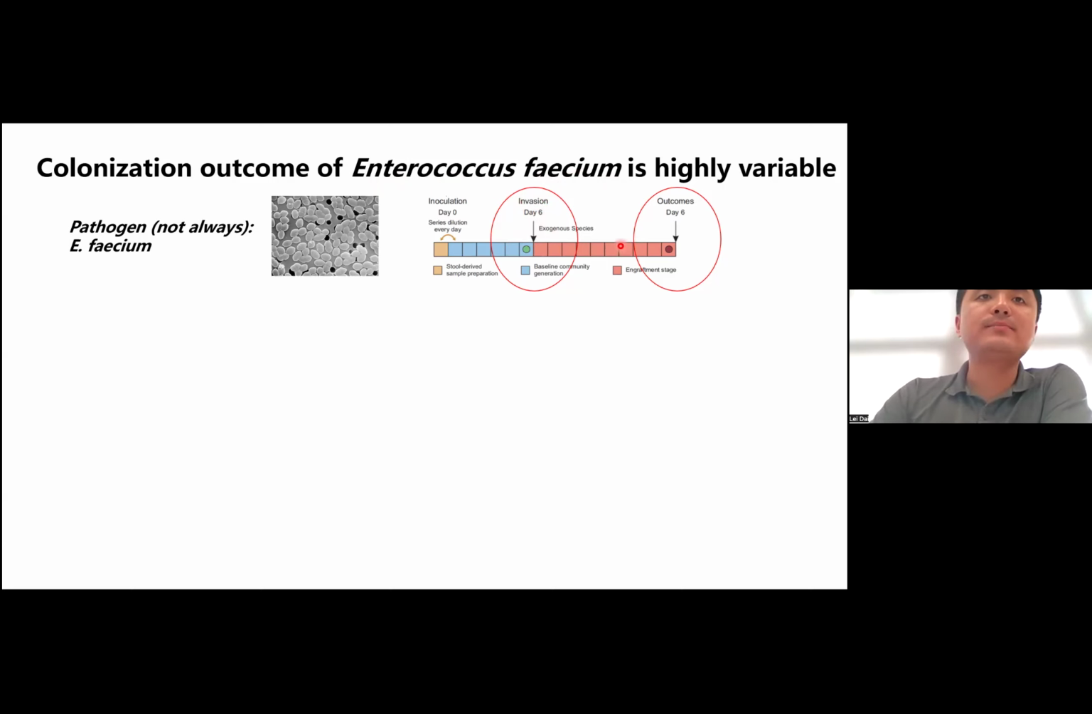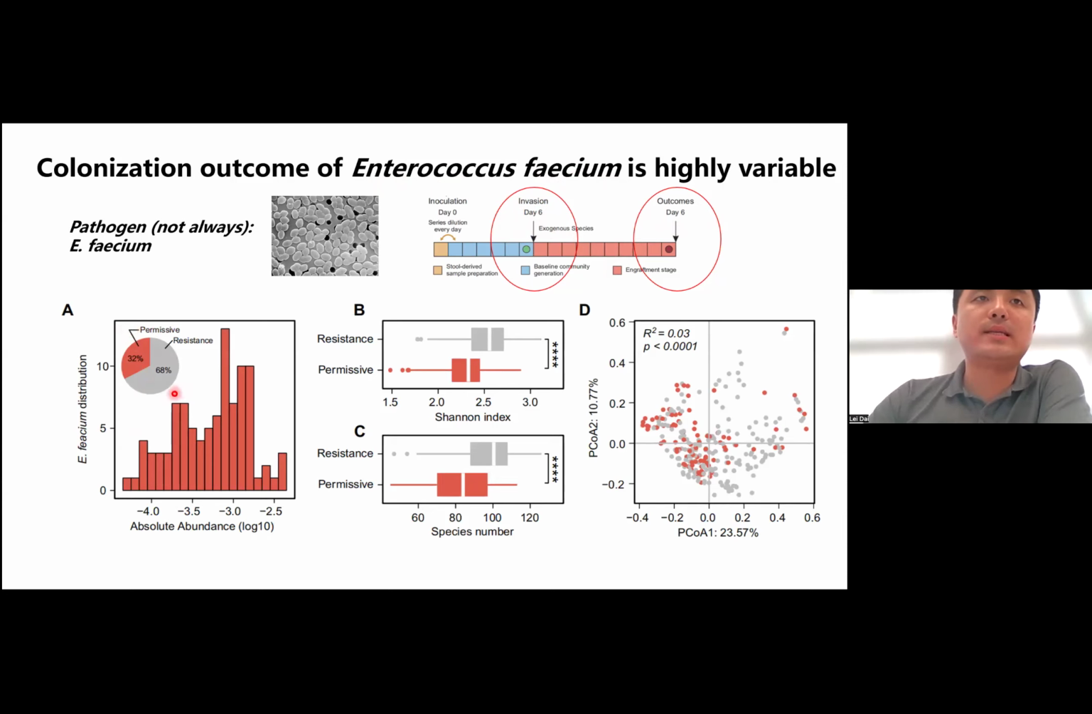So what happens is that, remember I told you there are two qualitative outcomes. One is permissive, one is resistant. So 60% of the communities are resistant, meaning that when we introduce this E. faecium at 5%, then after 7 days, it's gone. Okay, they cannot colonize. And for the 32% of the communities, this pathogen colonized, but they have huge variations. Some after colonization have, let's say, 1%. Some is like 1 in 1,000 or 1 in 10,000, right? So they have different levels of steady state.